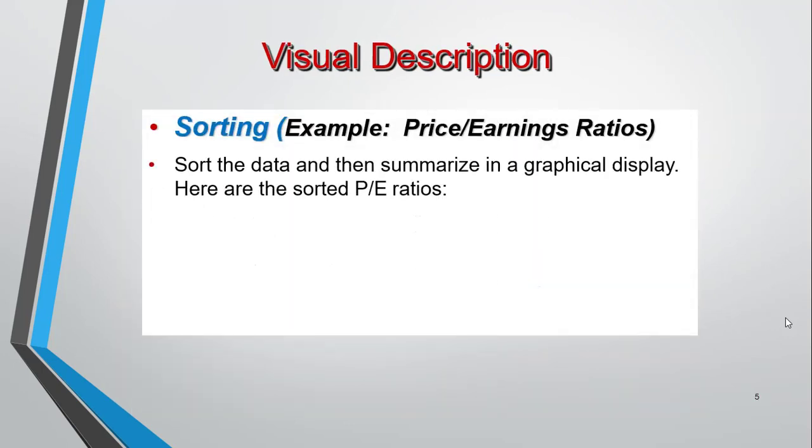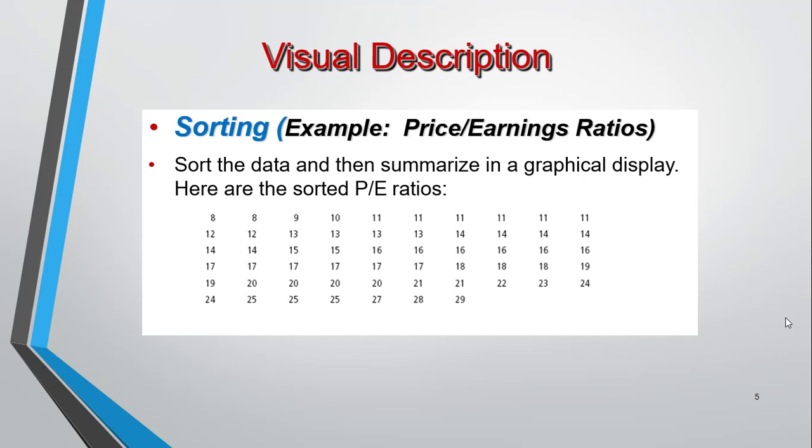Okay? Before we do that, we need to first sort the data. For example, in this case, what we have here are the price-earnings ratios of some companies, and we sort the data and then summarize in a graphical display. Here are the sorted P/E ratios, price-earnings ratios, of some companies. For example, this one here, the first one, the company has a price-earnings ratio of 8. That is, its stock price is 8 times its earnings per share. And the last company here is 29. So you can see it's hugely different. Okay? We sort the data from low to high.